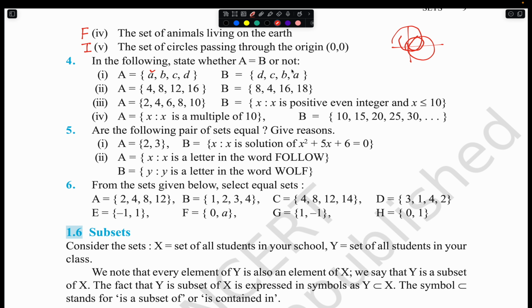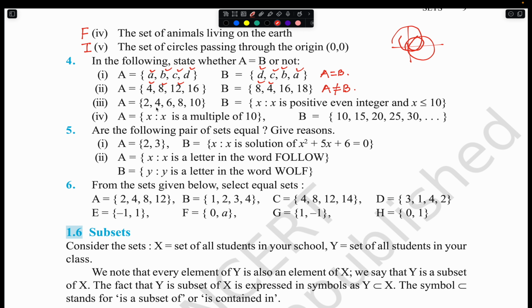So if A is here, A is also here. B is here, B is also here. C is here, C is also here. D is here, D is also here. So in this case, you have A is equal to B, right? This one, you have 4, 4, 8, 8, 12. Now 12 is something that is not available in B, right? So these two sets cannot be equal. So A is not equal to B.